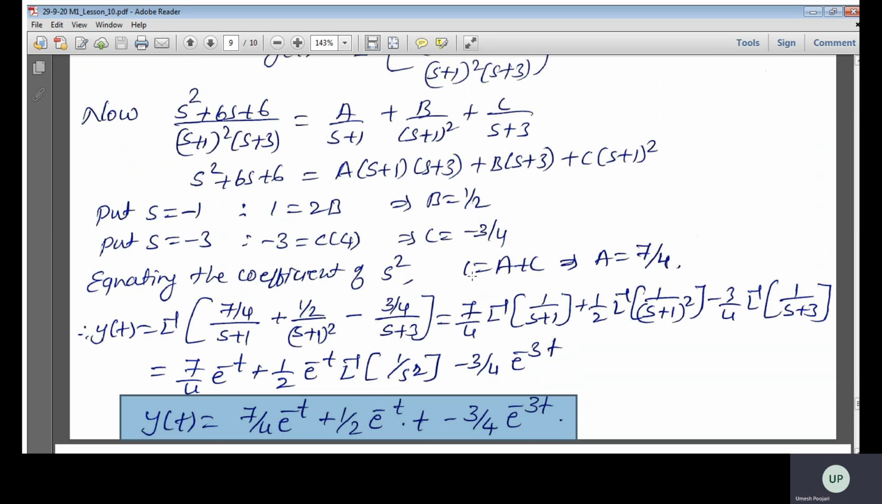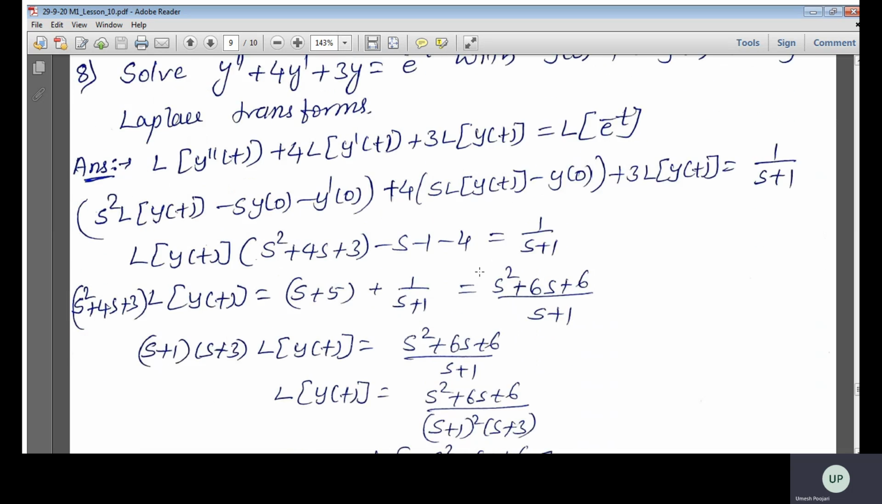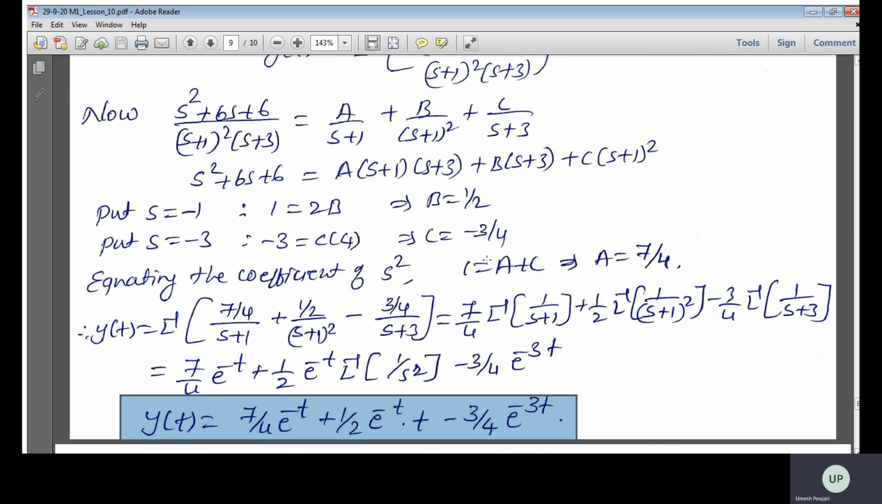Okay. And this is the last part, the solution of ordinary differential equations. So if you have any doubt, you can ask.